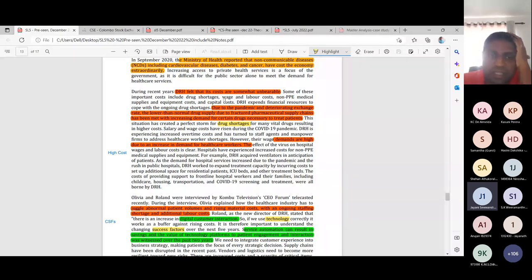DRH is experiencing increasing overtime costs and has turned to staff wage and manpower firms to address the healthcare worker shortage. Risk, the operational risk, then the mitigation steps also have been taken. We see this outsourcing some of the things to manpower companies. However, their wage demands are high due to an increase in demand for healthcare workers. The effect of the virus on hospital wages and labor costs is clear.